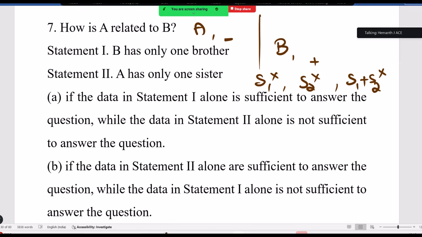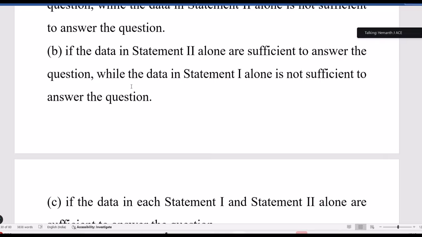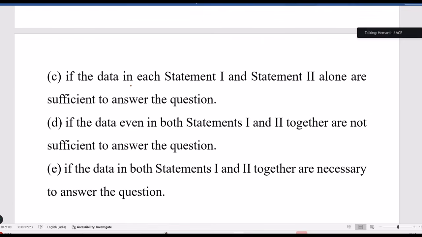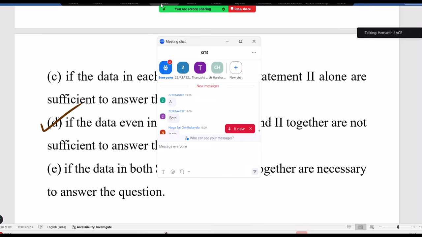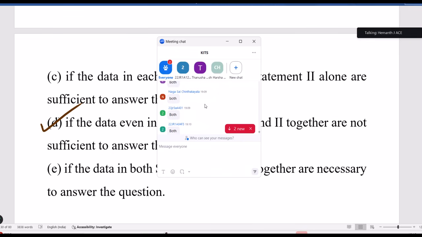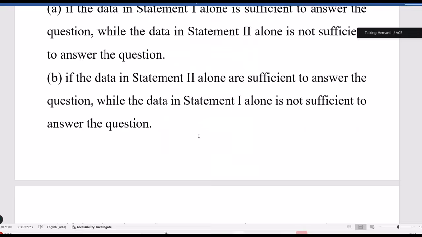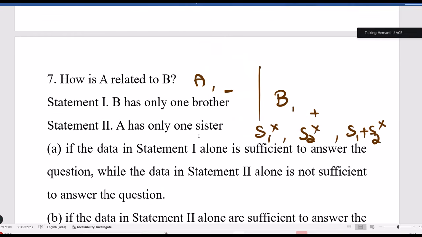You may think that B is female, A is male, B is sister of A, A is brother of B. Don't assume. They didn't give any connection between them. So both statements put together also not sufficient. How are they interconnected? Both are not sufficient. Both are sufficient is wrong. A may be a child of some other family, B may belong to another family. A other family, B other family. Clear? Right, now let's see the next one.